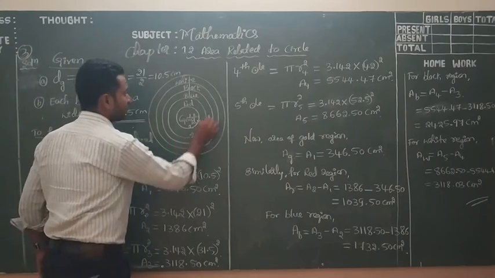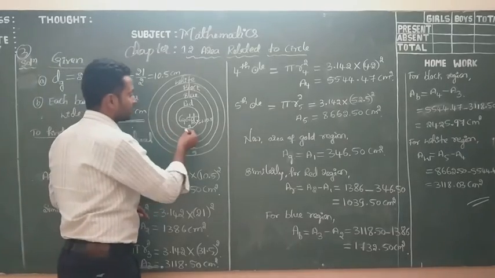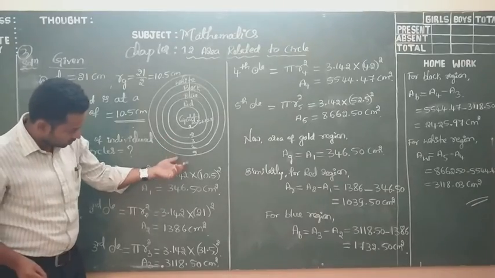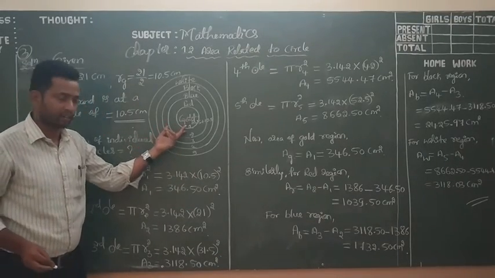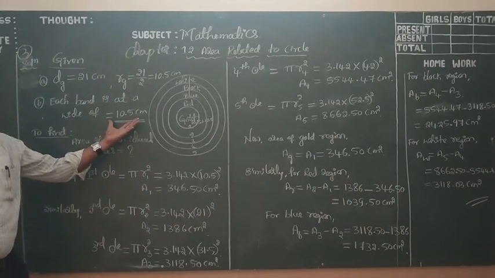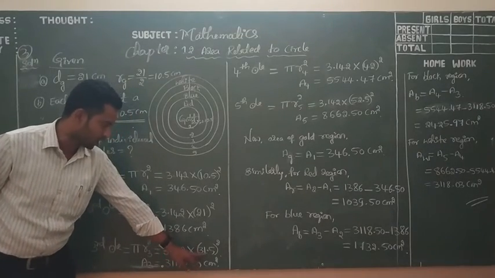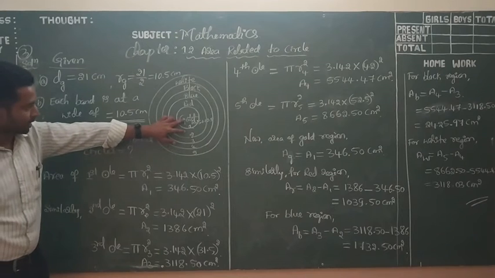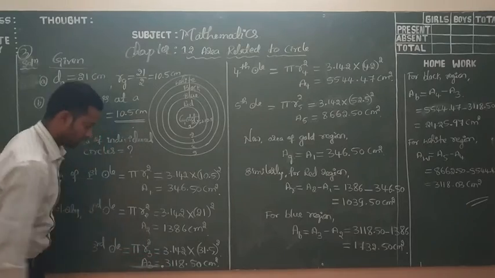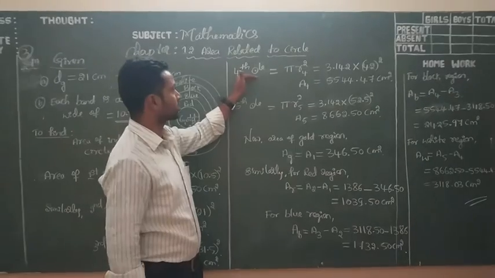Similarly, we can calculate the area of the third circle. To calculate it, we require the radius of this third circle. The radius of the third circle is obtained by adding 10.5, the bandwidth, to the radius of the second circle. Then we get 31.5 as the radius of the third circle. The area of the third circle becomes 3118.50 centimeter square.